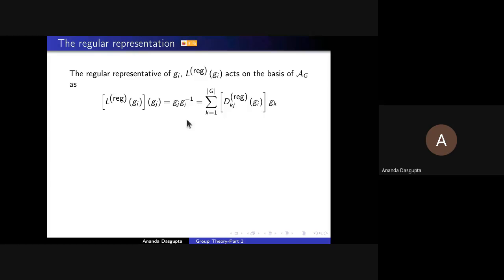And what I want is to be able to write down the matrix like this: D_kj(g_i) times g_k. This has to be a linear combination of some of the g_k's, and the linear combination will tell you what the matrix element is. Now, g_j, remember, is a group element, although it's a basis vector for AG, but this is the natural basis we are talking about. So we are using the original group elements themselves. So g_j is a group element. g_i, of course, is an original group element. So what can you say about g_j g_i inverse?